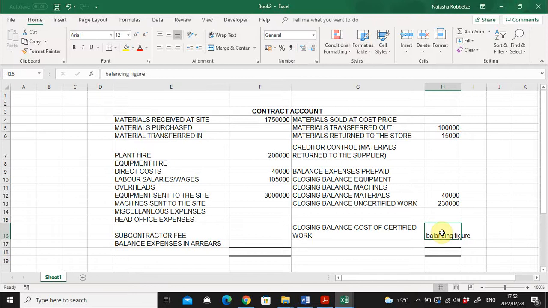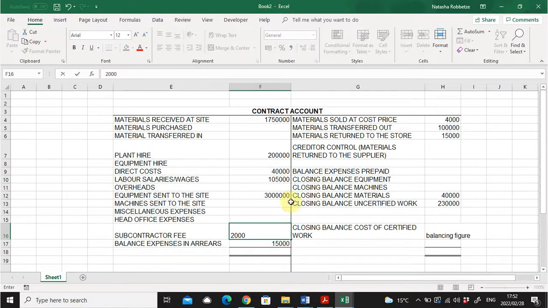So there's cash received of 3.8 million that I'm just going to skip. Then there's some materials sold. Materials sold, we're going to put it at cost price always. Then there's some accrued wages. So it's going to go here. It's in arrears, 15,000. And then there's a subcontractor fee, which is given as 2,000. So there we have filled out all the necessary information that was given to us.